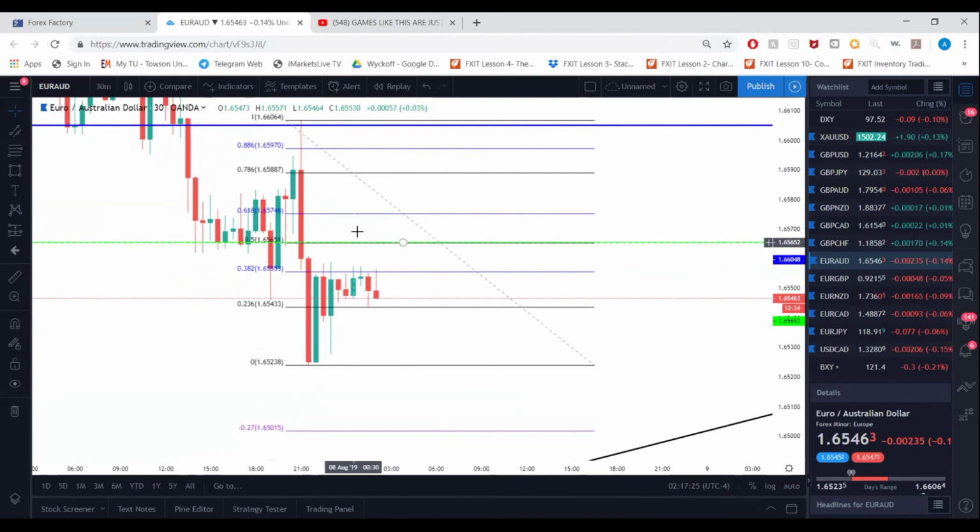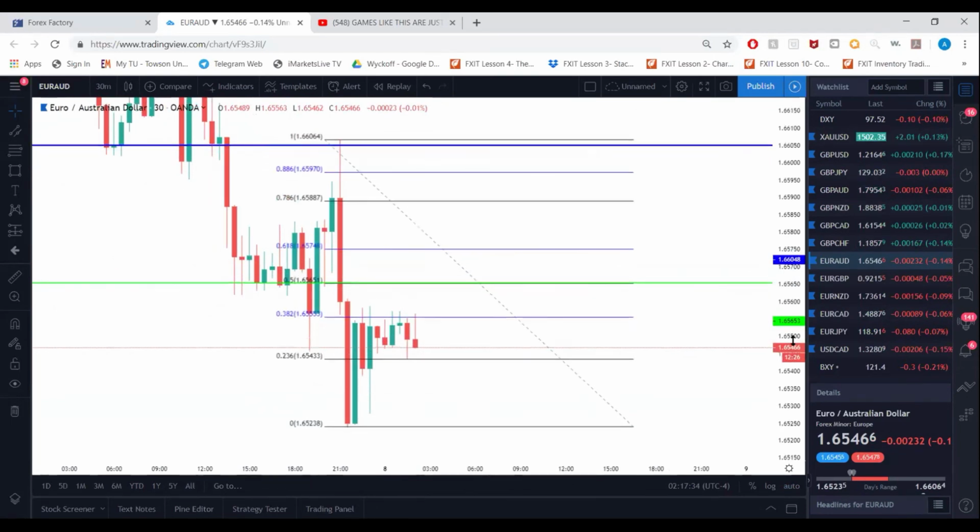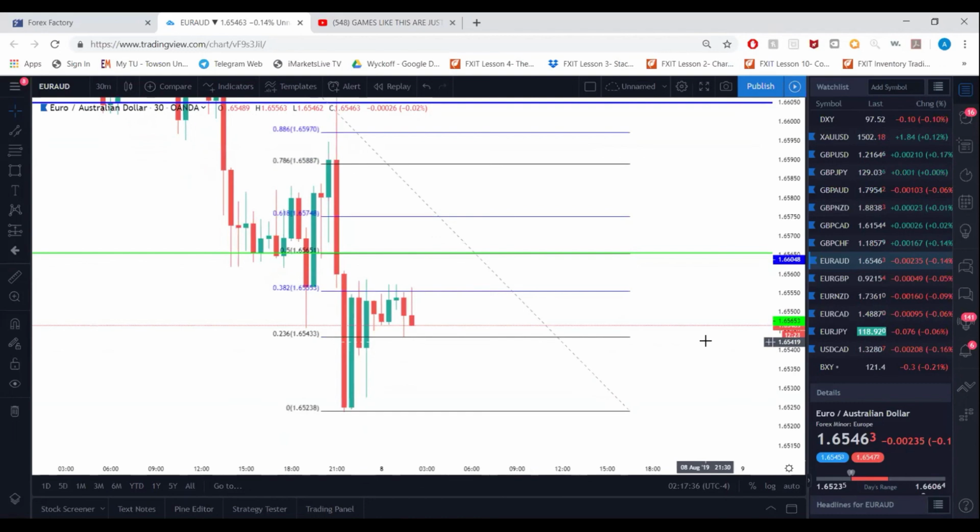I was hoping it would give rejection off of 50, because it's also this previous structure retest, but it doesn't look like it will. So that's why I gave that sell stop too. Got you.